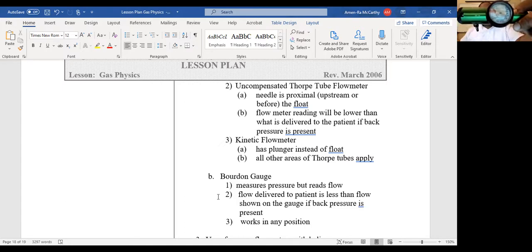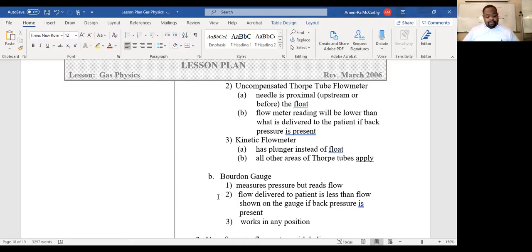It measures, what does it do? Please highlight this. Measures pressure, but reads flow. The Bourdon gauge regulator will measure the pressure, which is right here. It measures the pressure and reads the flow. So either 2, 4, 6, whatever. This Bourdon gauge regulator will measure the pressure, but read the flow.